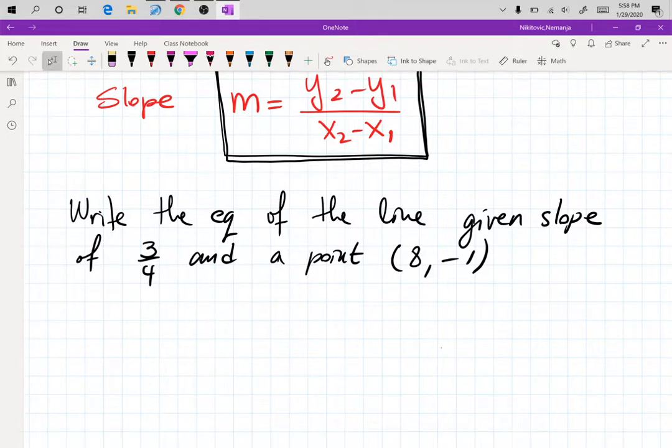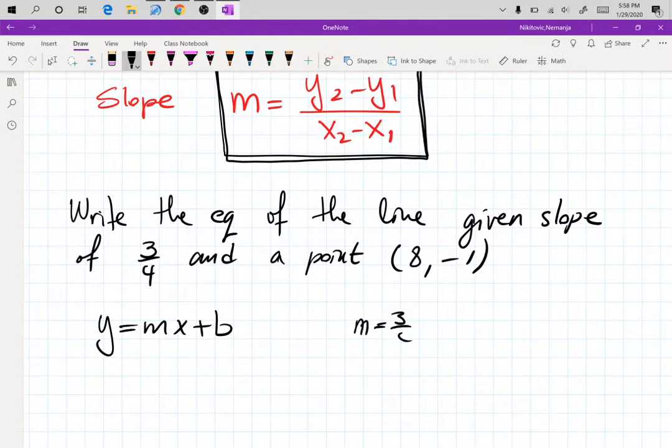Excellent. Plug it into y equal mx plus b because we are looking for the y equal mx plus b formula, right? Equation. So if I have y equal mx plus b, what do I have in the text? M is 3/4, x is 8, y is negative 1. Plug them where they belong and calculate the value for b, and you're done.